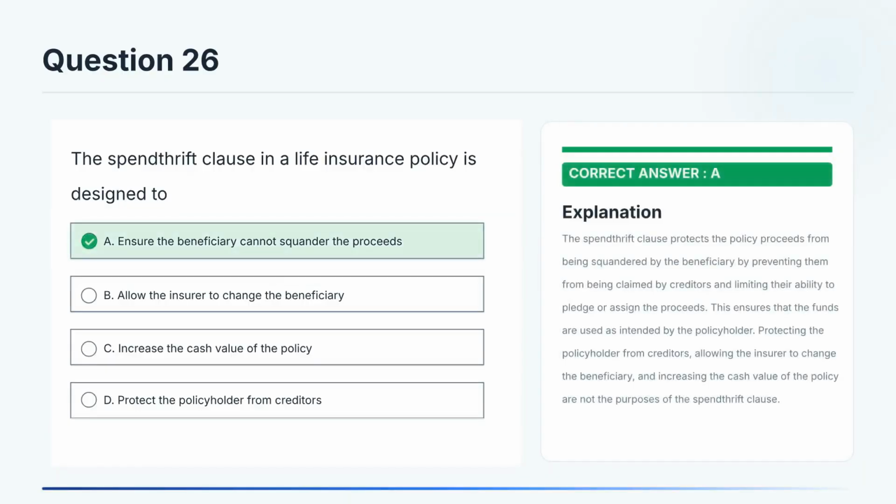The correct answer is A. Ensure the beneficiary cannot squander the proceeds. The spendthrift clause protects the policy proceeds from being squandered by the beneficiary by preventing them from being claimed by creditors and limiting their ability to pledge or assign the proceeds. This ensures that the funds are used as intended by the policyholder. Protecting the policyholder from creditors, allowing the insurer to change the beneficiary, and increasing the cash value of the policy are not the purposes of the spendthrift clause.